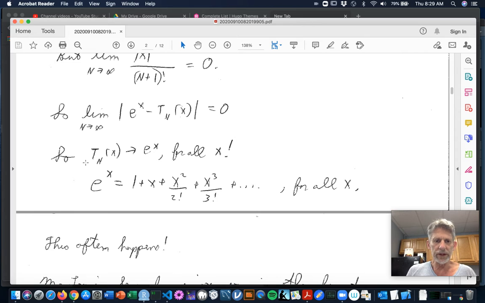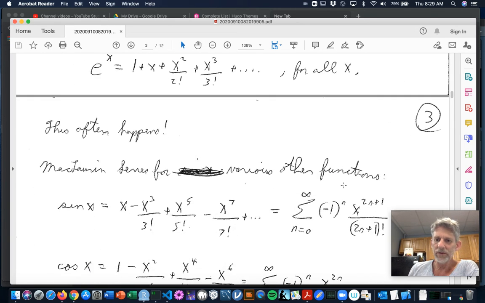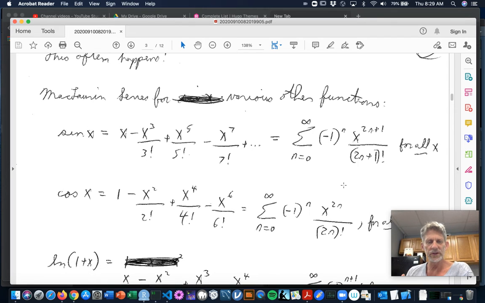Big thing to remember here. Very important, very useful, very common in your future work with calculus. E to the x is really just a glorified polynomial. It's 1 plus x plus x squared over 2 factorial plus x cubed over 3 factorial plus and so on forever. It's really just a polynomial, an infinite degree polynomial, a glorified polynomial. This happened for a lot of functions. And it happens for a lot of important functions, commonly used functions.